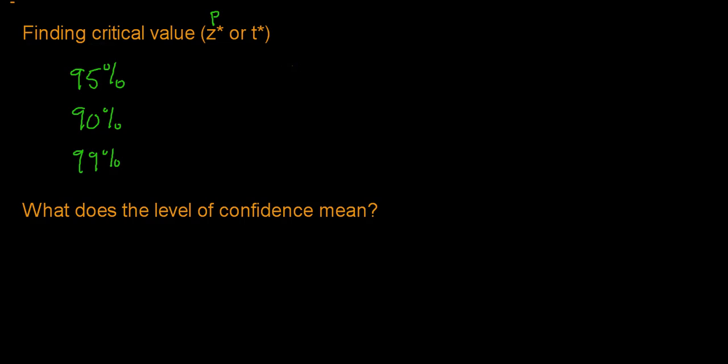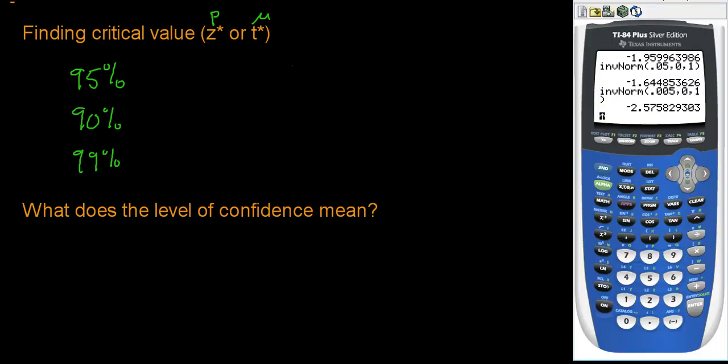Anytime you're working with means, you need a T star. So anytime a problem is concerning population means, you need a T star. So how do you get a T star? Well, once again, right underneath invert norm is invert T. This will help you calculate T stars. It also asks for the area at the bottom. So if you're 95% confident, once again, that'll put 0.025 or 2.5% at the bottom.